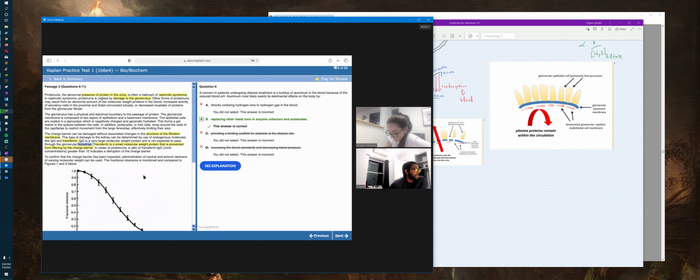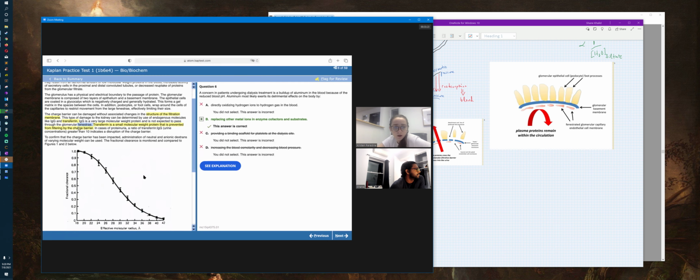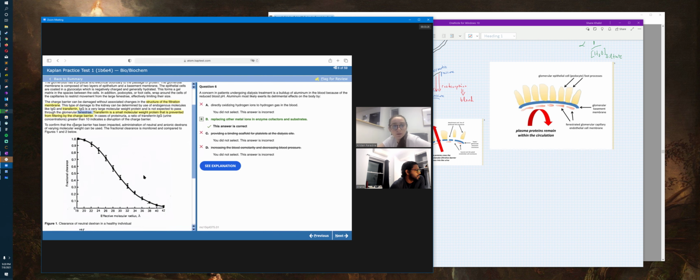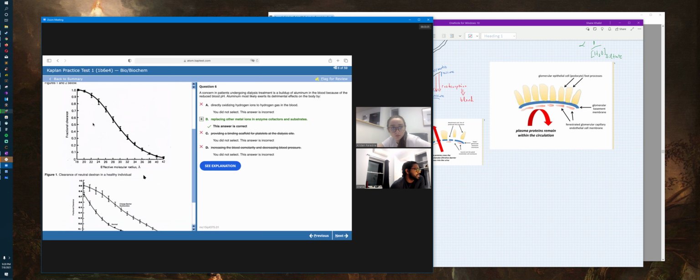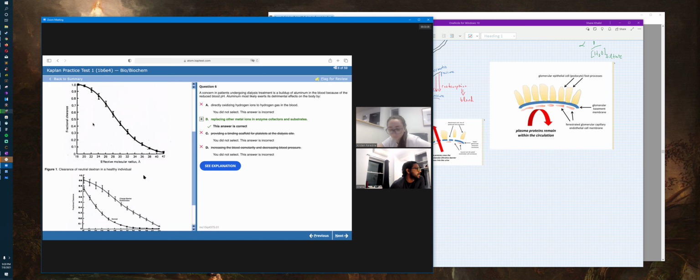And they kind of talk about that in that first paragraph where they say other forms of proteinuria may result from an abnormal amount of low molecular weight proteins in the blood. So how is that relevant to the charge barrier? Because that's what we're trying to figure out, right? Oh, so this is just a control over here. If you want to see if the charge barrier is impacted, we're going to first check it out using neutral ones for a healthy person. Yeah, I had no idea that was a control. Oh yeah. So in figure one, they say clearance of neutral dextran in a healthy individual, right?